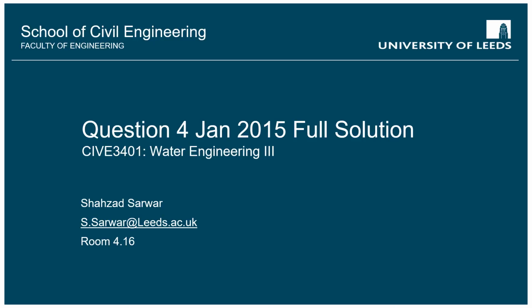Okay, so in this video I'm going to go through question 4 from the January 2015 exam paper. There have been quite a few questions from students about how to deal with this question, and there's a lot of confusion about using the gradually varied flow equation when you're using it as a mean, or when you're just doing it without taking the mean of the top and bottom values. So I'll explain, and I'll do both methods in this video.